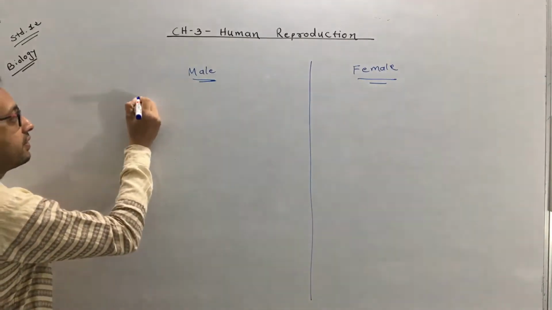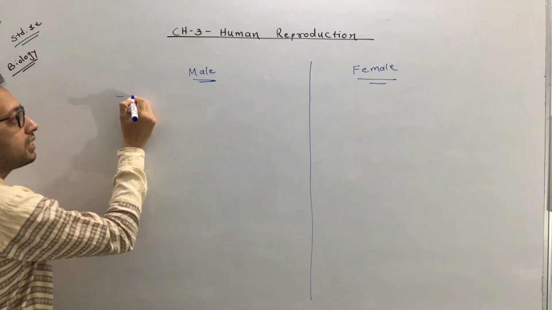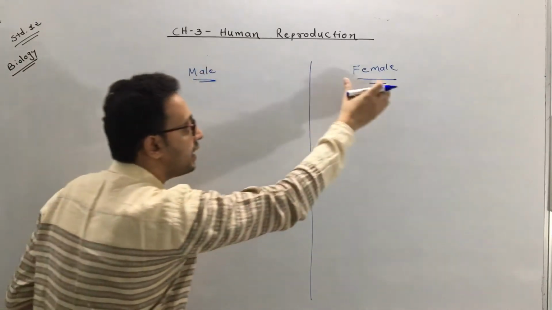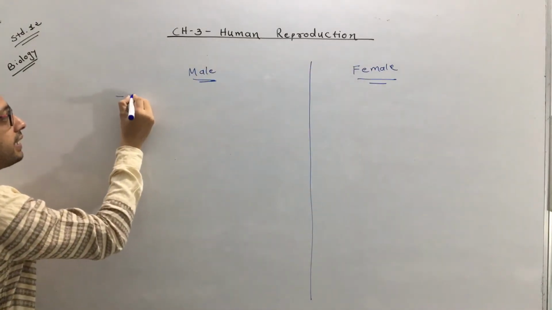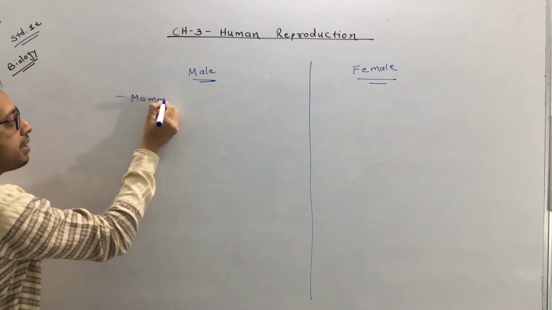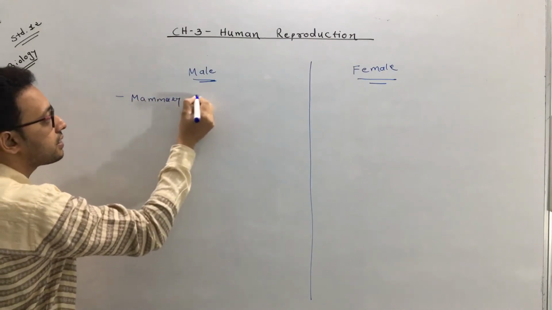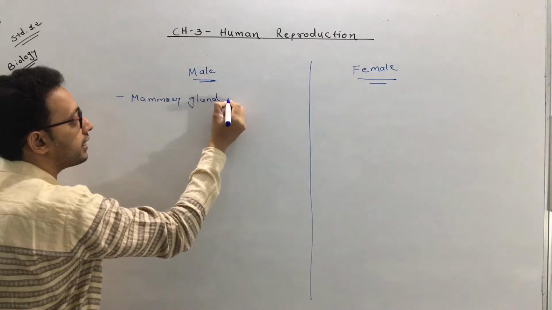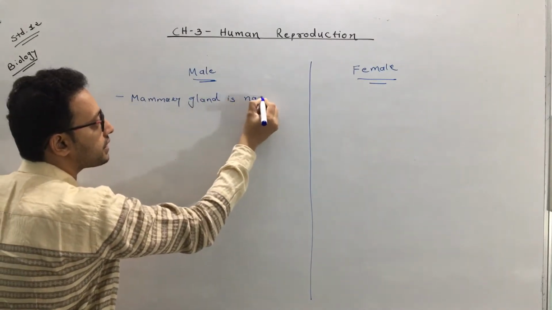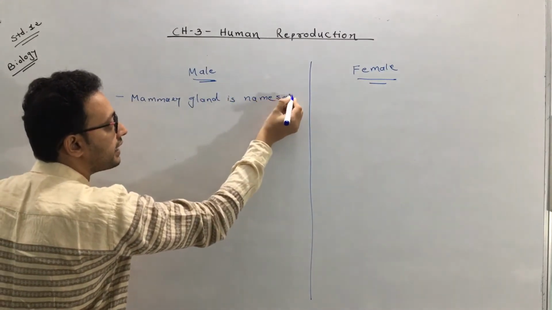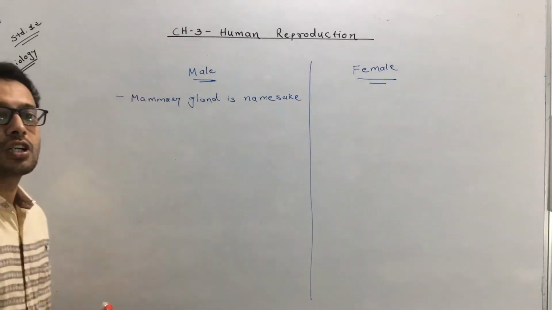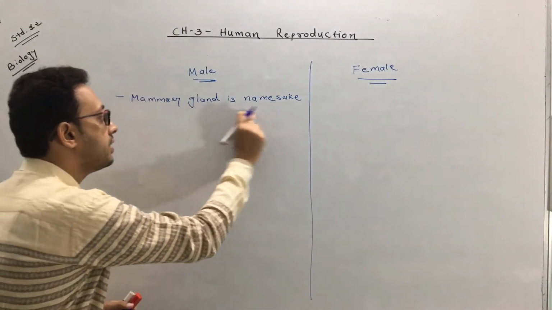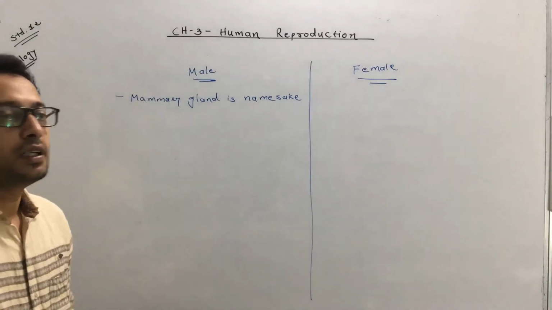Starting with the first, there is a presence of mammary glands in both male and female. But in case of a male, the mammary gland is for namesake only. It is not developed, not well functional. It is just a namesake. This happens in case of a male.